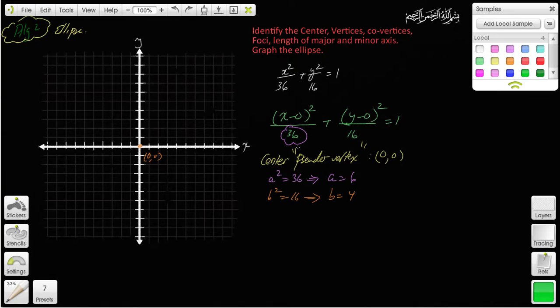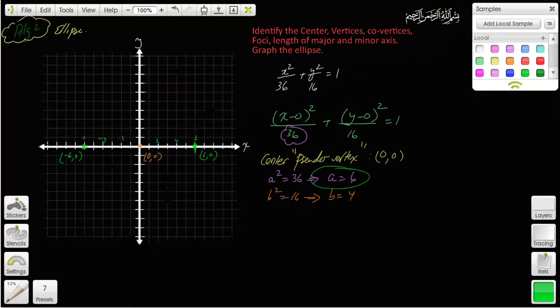So if this is the center, and this is a horizontal ellipse, then we're going to have to go 6 units to the right. So that's 1, 2, 3, 4, 5, 6 units to the right. That's a. So let's label this as 2, 4, and 6, and negative 2, negative 4, and negative 6 right here to get to the 2 vertices. So the vertices are (6, 0) and (negative 6, 0).